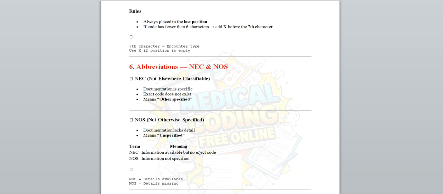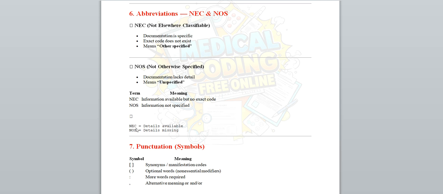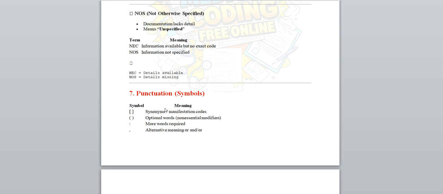Next, abbreviations NEC and NOS. NEC means not elsewhere classifiable. So the documentation is specific, but an exact code does not exist. It means other specified. NOS means not otherwise specified. So the documentation lacks detail, which means unspecified. So NEC means information is available but there is no exact code. NOS means the information is not specified. So finally, NEC means details are available, and NOS means details are missing.